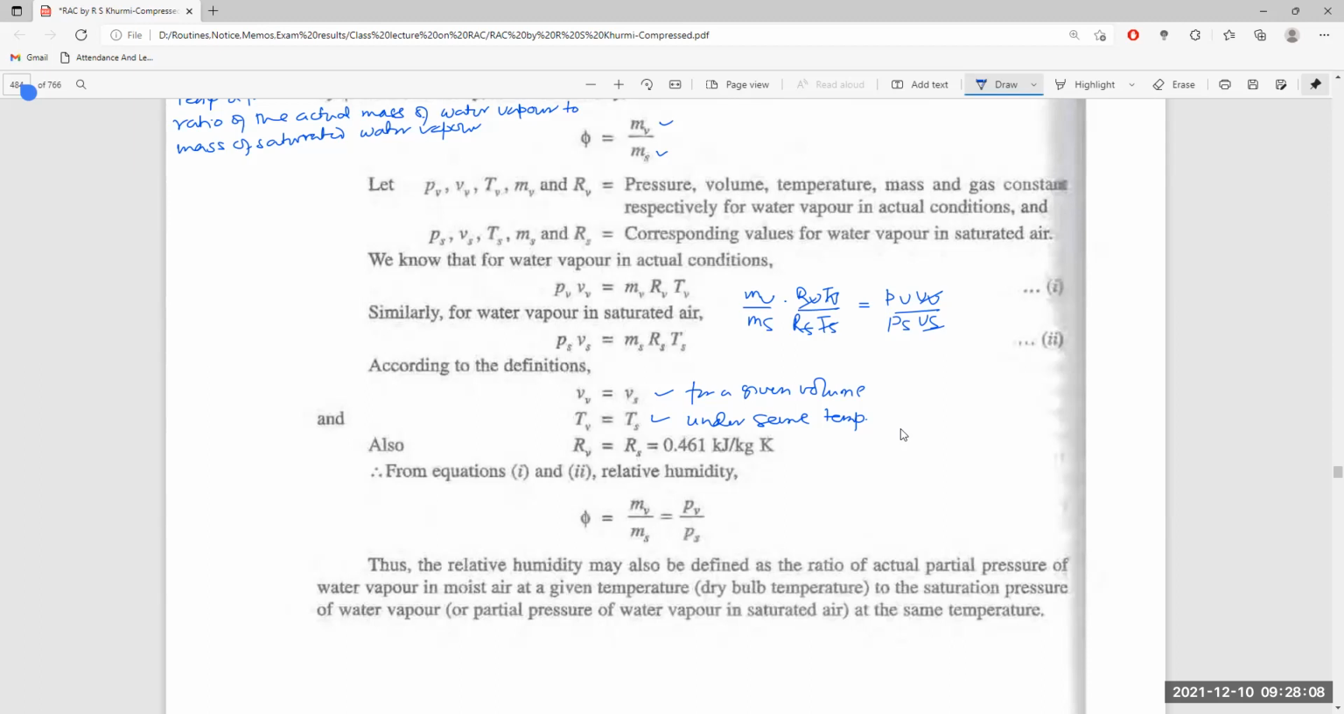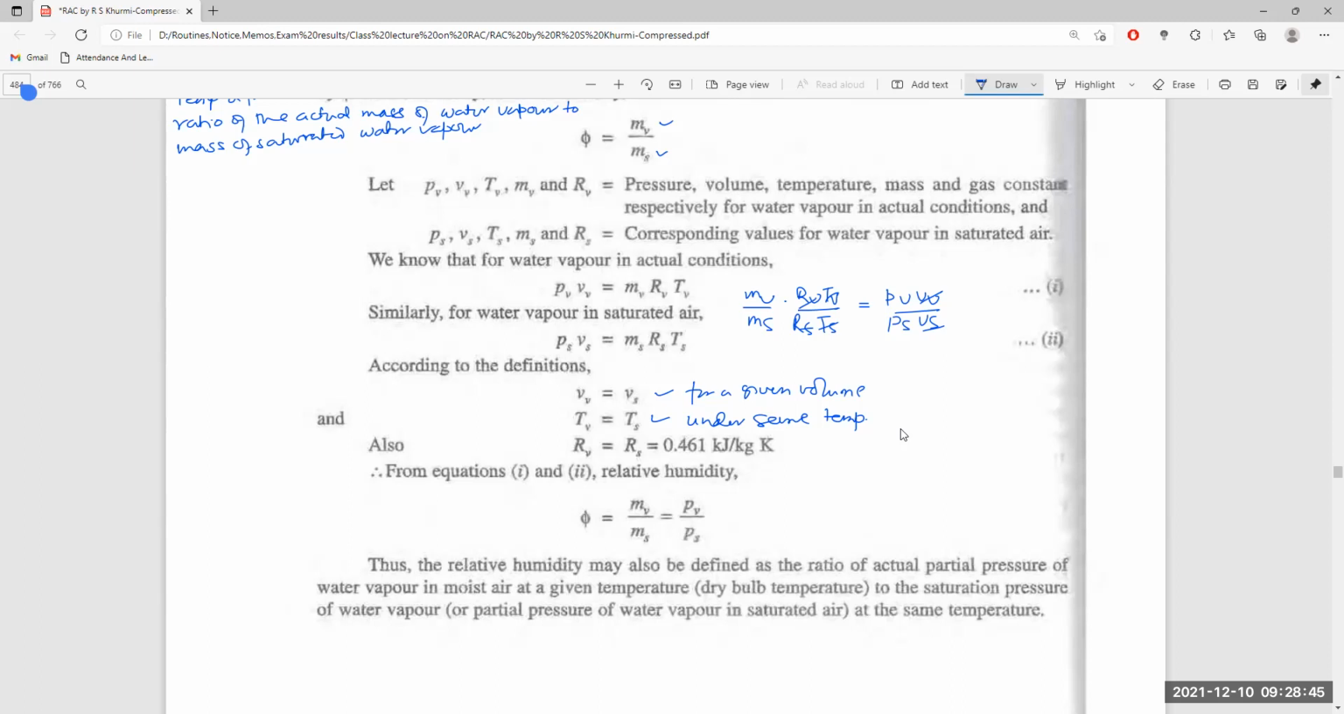Thus, the relative humidity may be defined as the ratio of the actual partial pressure of water vapor in moist air at a given temperature to the saturation pressure of water vapor, or partial pressure of water vapor in saturated air at the same temperature. So relative humidity has another equation here. First of all, it was equal to the mass of the water vapor present in the actual case divided by the mass of the water vapor in the same given volume at the same temperature when the air is in a saturated state.